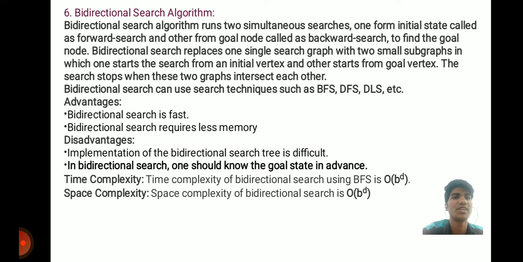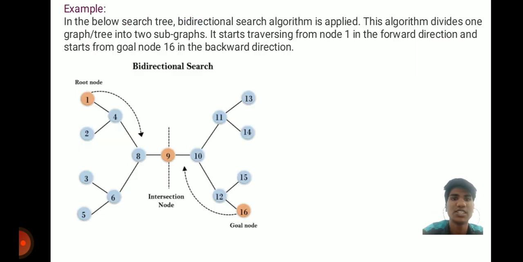The bidirectional search algorithm runs two simultaneous searches. There will be two paths: when a tree is there, it is divided into two paths, and then it will start from two sides. The advantages of bidirectional search are that it is fast and requires less memory. The disadvantage is that the implementation of bidirectional search is very difficult. Time complexity and space complexity are there, and let us discuss with a small example.